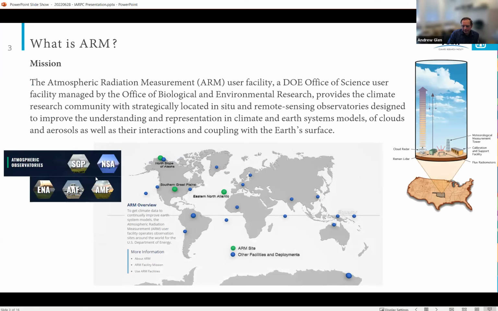I act as the Sandia contact to the ARM IMB for the North Slope of Alaska site, as well as the tethered balloon system, which is another capability that ARM offers. And for those that aren't familiar, I'm sure you're all aware of this, right? There's 3 main sites for long-term measurements through ARM. So there's the North Slope of Alaska, the Southern Great Plains site, and the East North Atlantic.